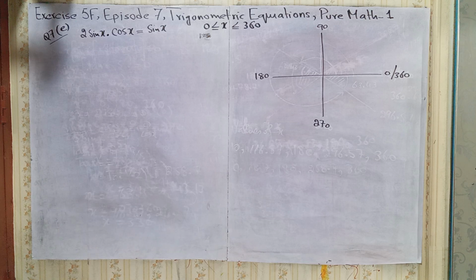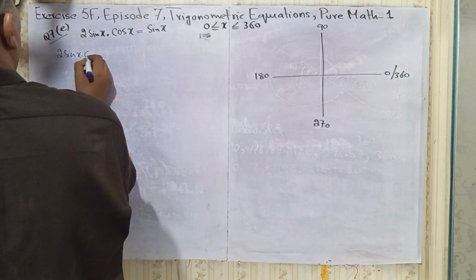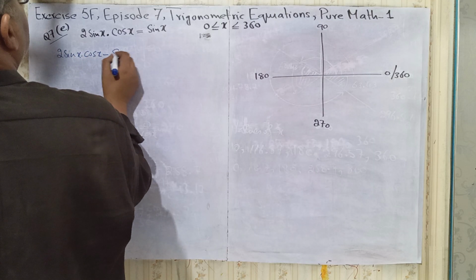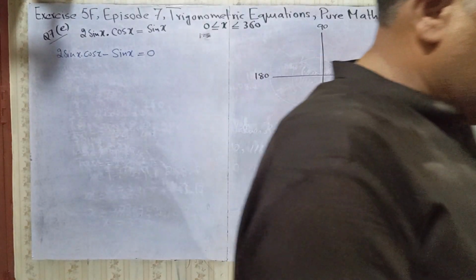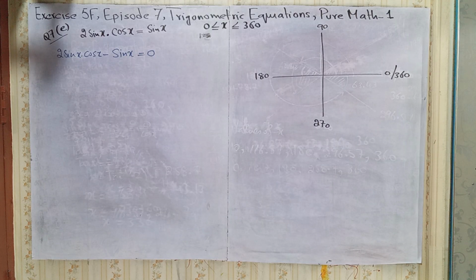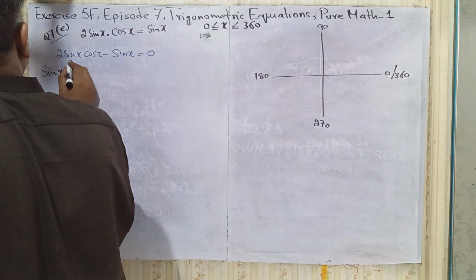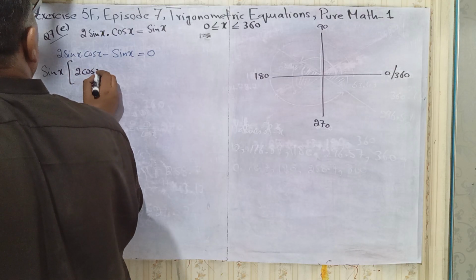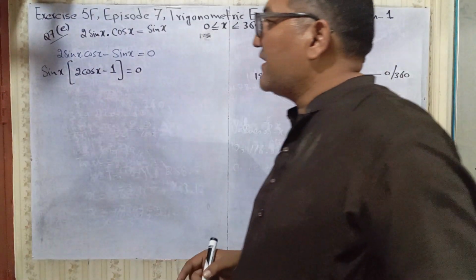First of all, I will bring this sine x to the other side. So you have 2 sine x cos x minus sine x equals 0. Now I can take the sine x common on both sides. So we will have sine x common, and you will be left with 2 cos x minus 1 equals 0.